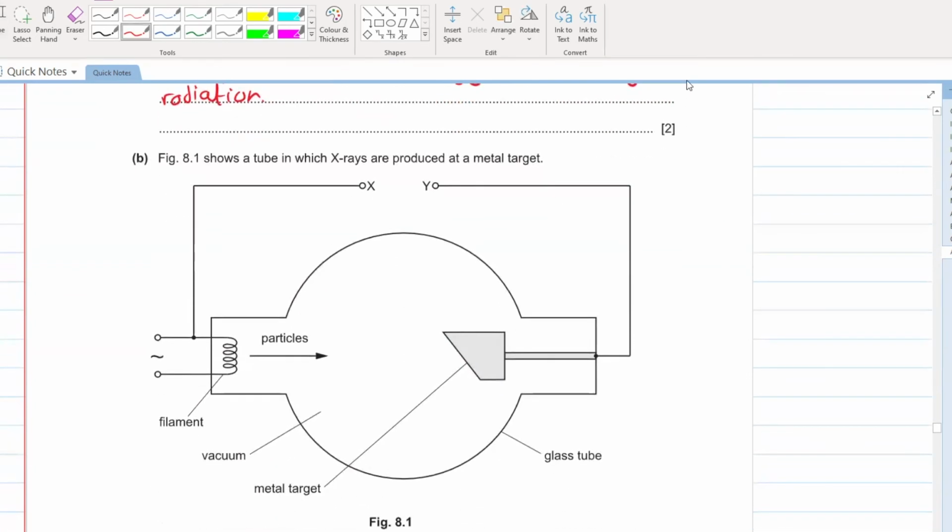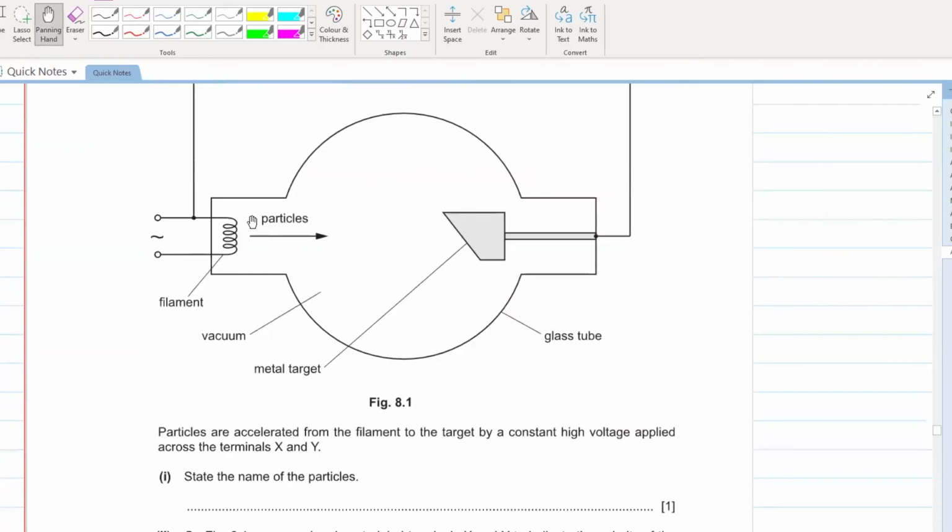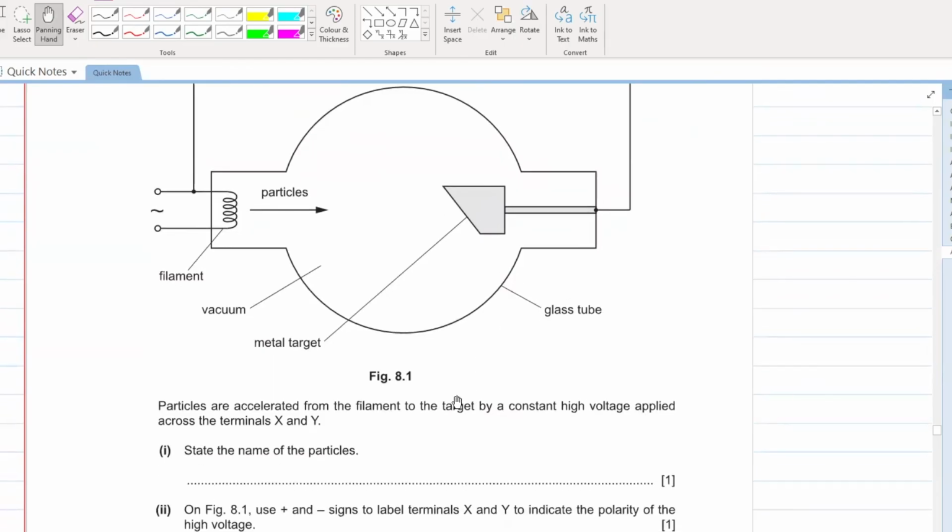Figure 8.1 shows a tube in which X-rays are produced at a metal target. Perfect. So what do we have here? We have a filament lamp. We have a vacuum. We have a metal target. We have a glass tube.